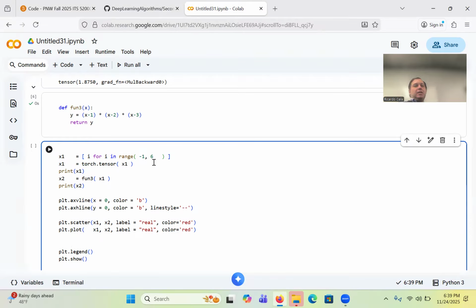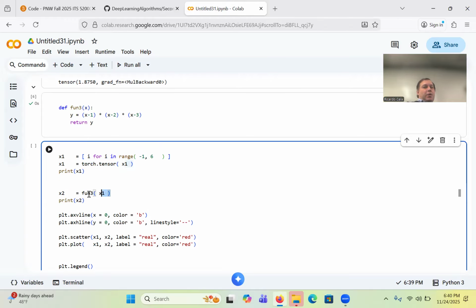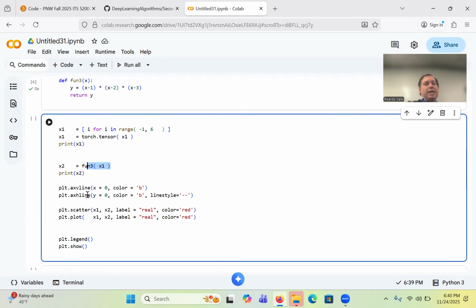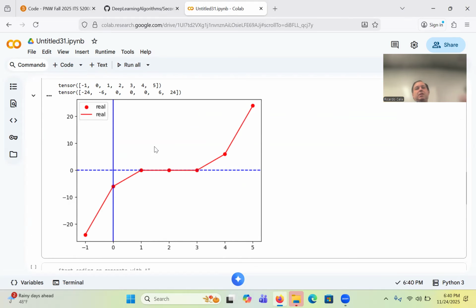So here we just have the x values, right? So iterate from -1 to 6 and produce the values in a list comprehension. We convert that Python list into a torch tensor. We can print it out, and then we run x1 through the previous function to get the equivalent value for each x input. We have a y input, right? Those are our x2s. And then once that's done, we're just going to plot the function x1 and x2 so that we can visualize. And you can see there it is.